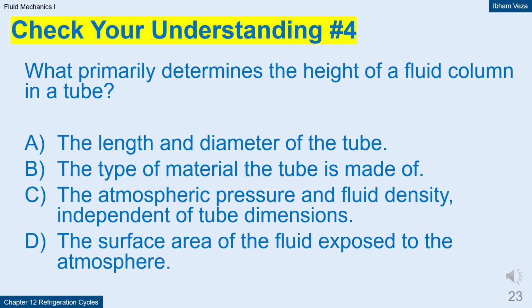Option B. The material of the tube does not affect the fluid column height, as long as the tube allows fluid to flow and does not significantly react with the fluid. Option D. The surface area of the exposed fluid does not determine the height. Only atmospheric pressure and fluid density govern the height of the column.